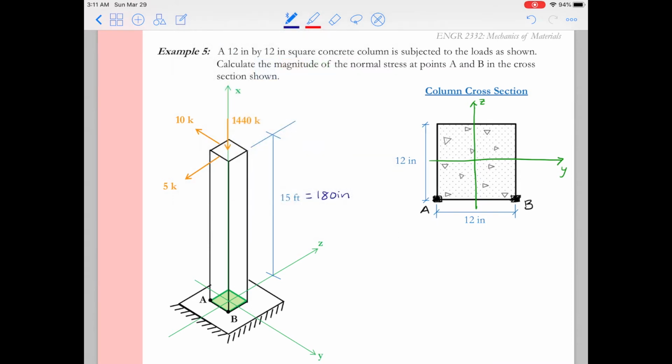All right, so as I said before, we want to get the properties of this column cross-section. So when we're thinking about moment about the y-axis, this is our distance z, and that'll be like our distance z to both points A and B. And that distance is going to be 6 inches.